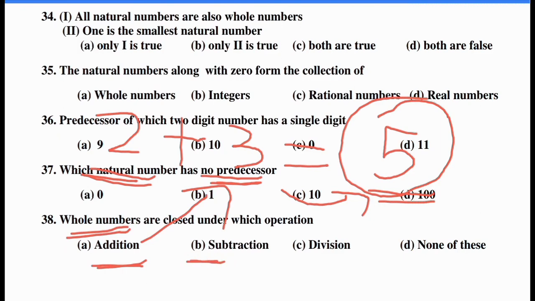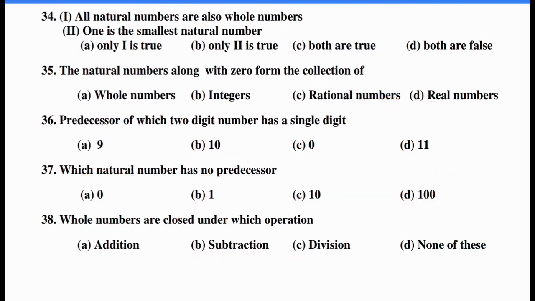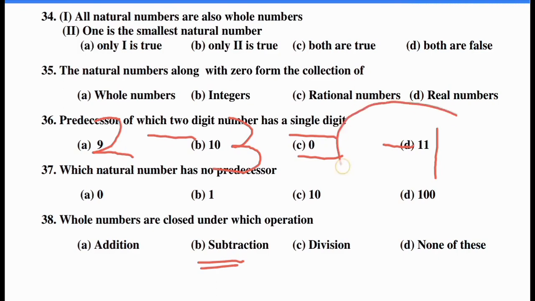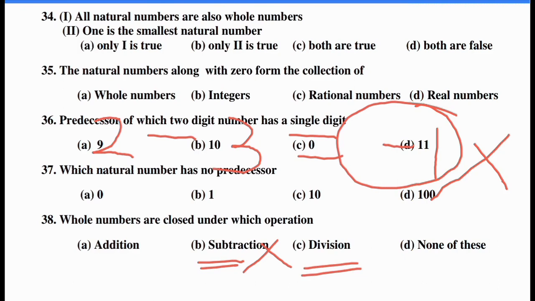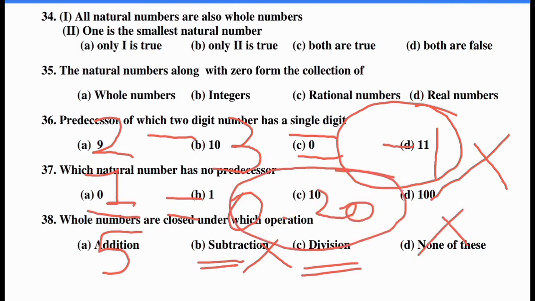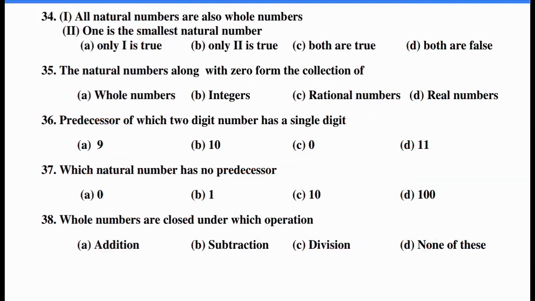You can check for subtraction and division also, and we can check using examples. Here I am taking 2 minus 3 is equal to minus 1 and it is not a whole number, so it is wrong. Then we check for division. 1 divided by 5 is equal to 0.20 and again it is not a whole number, right? So we can say that whole numbers are closed under addition operation.